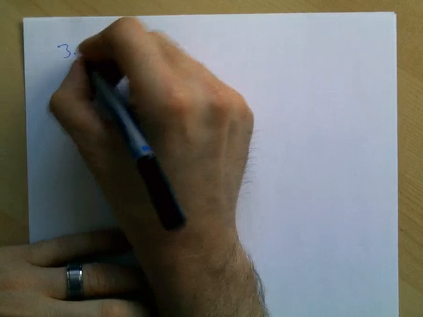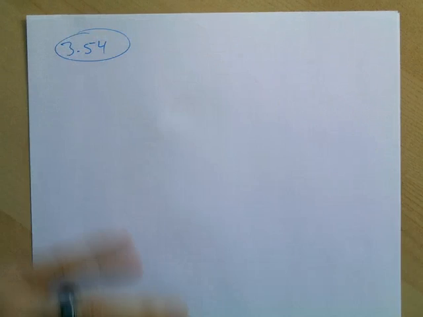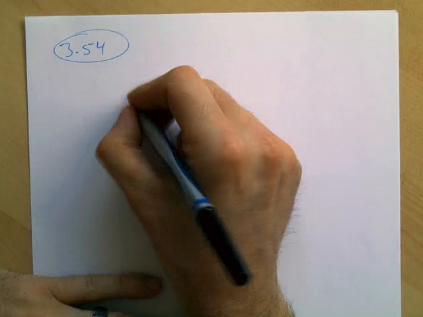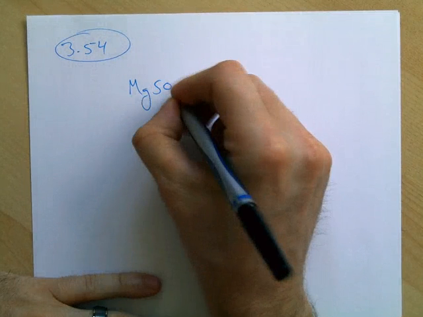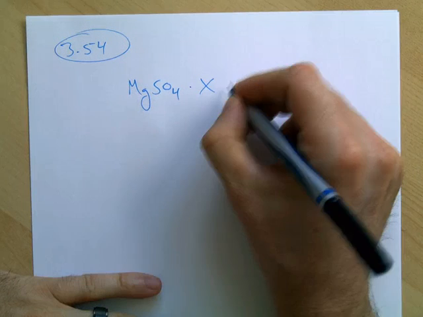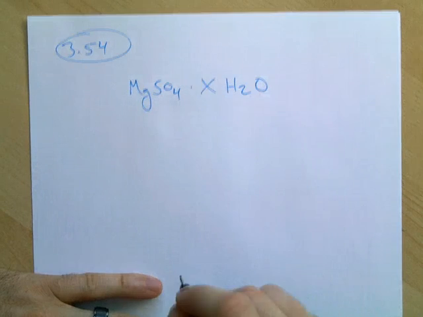This is Mr. Barrett. I'm going to be showing you how to do a formula for a hydrate. My example problem is going to come from number 54 in chapter 3 of the AP Chemistry textbook. The problem tells you that you have a hydrate of magnesium sulfate of an unknown proportion. You're going to try and find X in this problem.